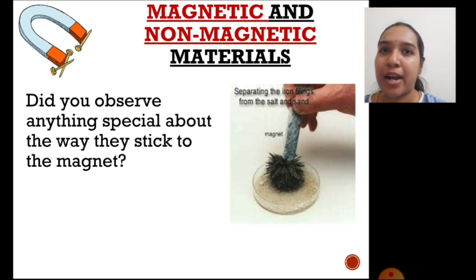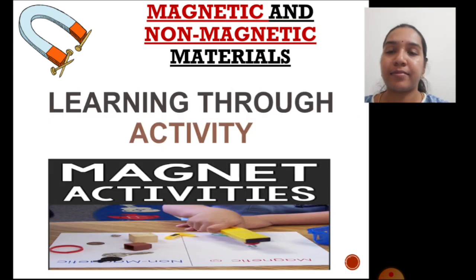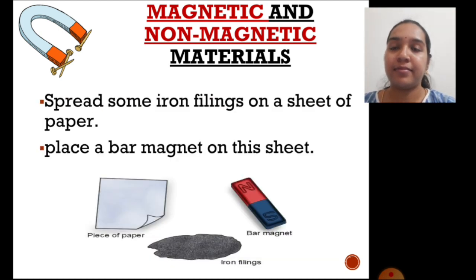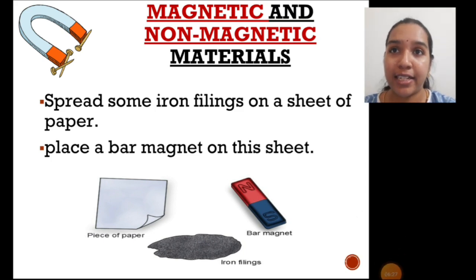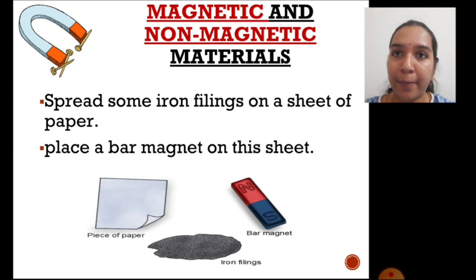Students, have you ever tried testing a magnet to attract small iron or any small metal objects? If you have tried, have you ever noticed anything special or different in the way they stick to the magnet? Let us learn that by understanding another activity. Take a plain sheet of paper and spread it on an even surface. Then spread some iron filings on that sheet. Now bring a bar magnet onto the paper and place it in the middle.